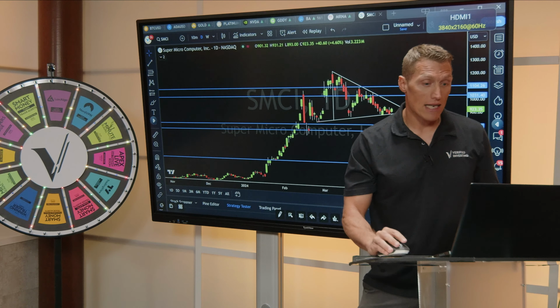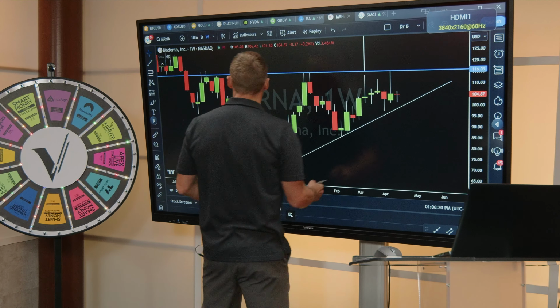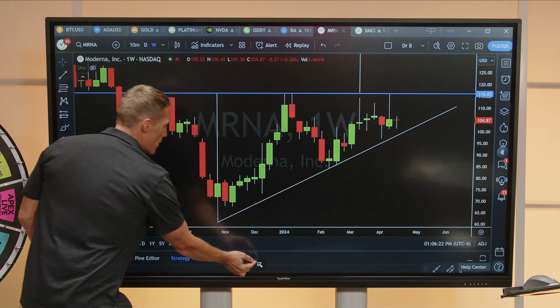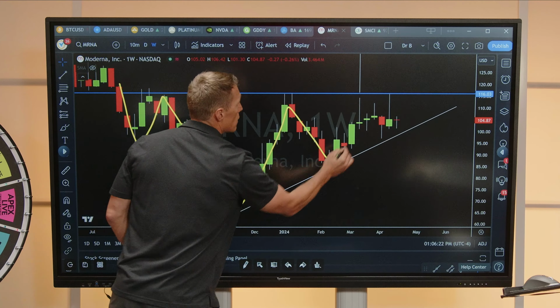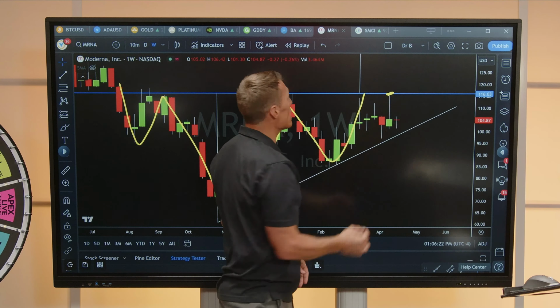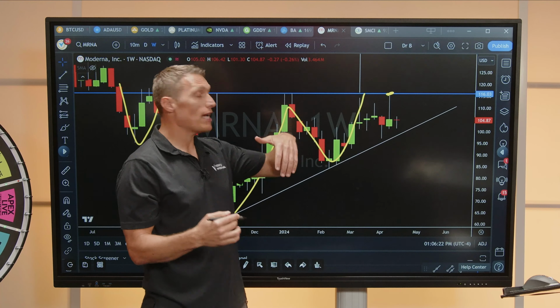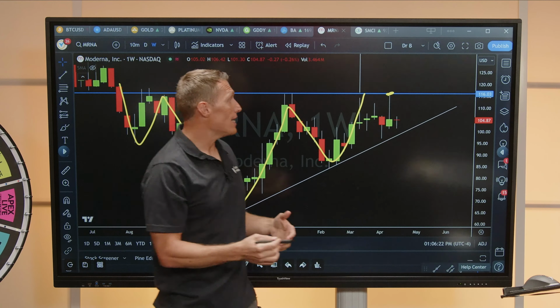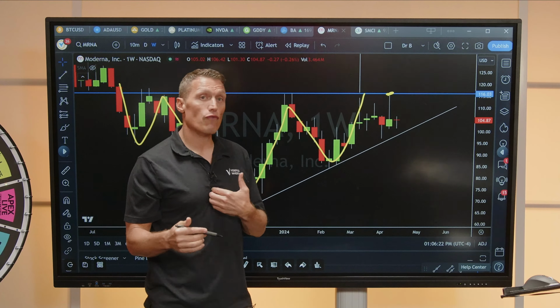So mRNA, similar to SMCI, but in the inverse, right? So we had this inverse head and shoulders pattern. What I was telling you guys is a break above the neckline, so 1603 would be a breakout, and that would be on the upside. But it didn't. So at no point would we have gotten in this trade, or at least for me.